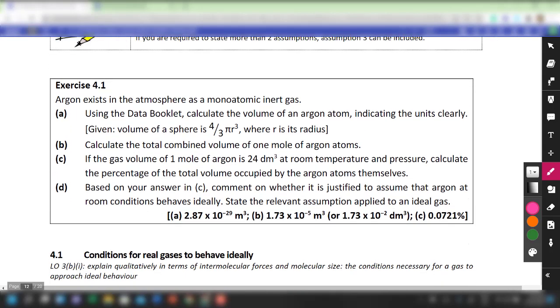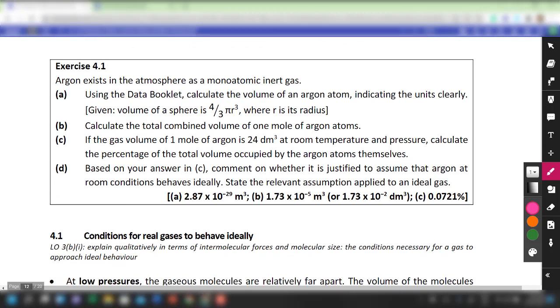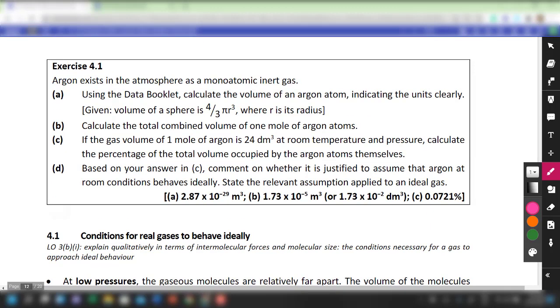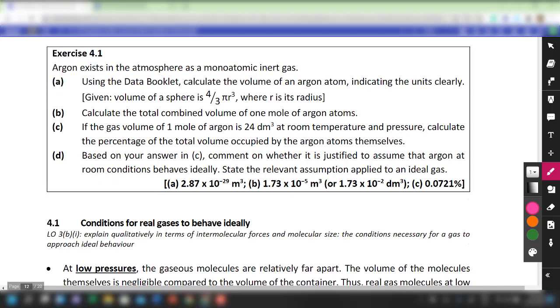Okay, so for exercise 4.1, you were told that argon exists in the atmosphere as a monoatomic inert gas. So you are supposed to use the data booklet to calculate the volume of an argon atom, indicate the units clearly. You are told that the volume of a sphere is 4/3 pi r cubed.